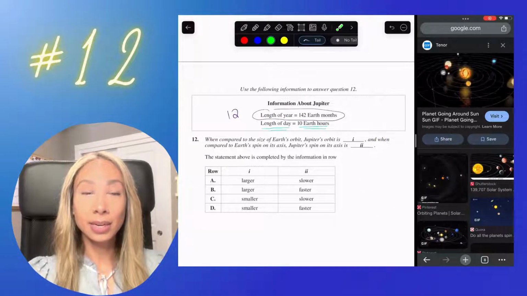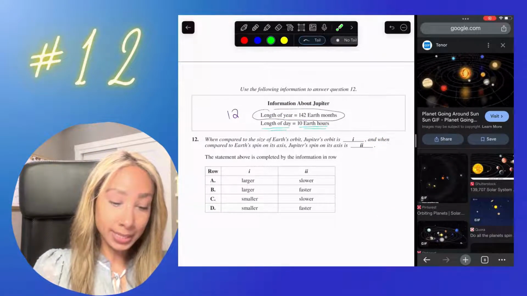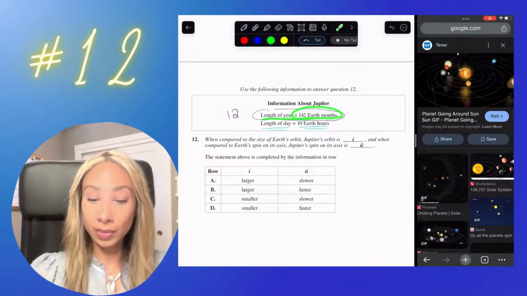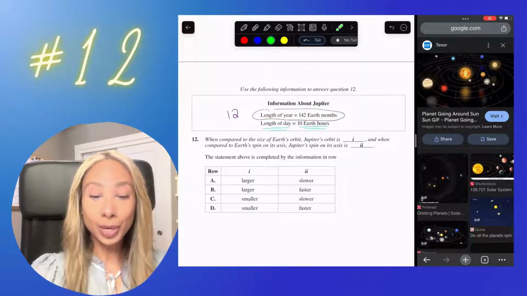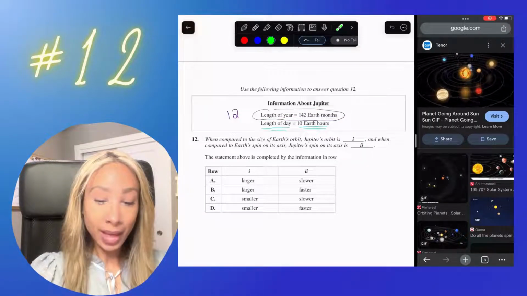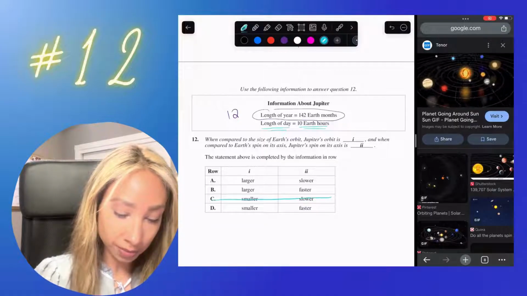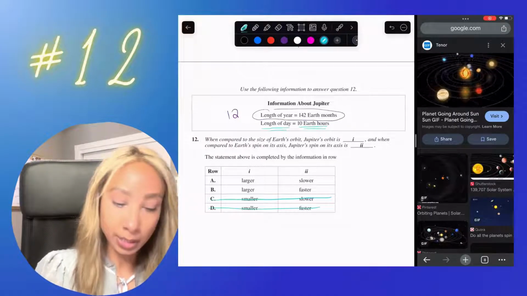Now, in this case, we know it takes Jupiter a lot longer than Earth to go around. We can even see it here on the diagram. We can see that it's a pretty big orbit compared to Earth. So that means the orbit has to be larger. So we can definitely cross off C and D. So here's our orbit, it's going to be larger.